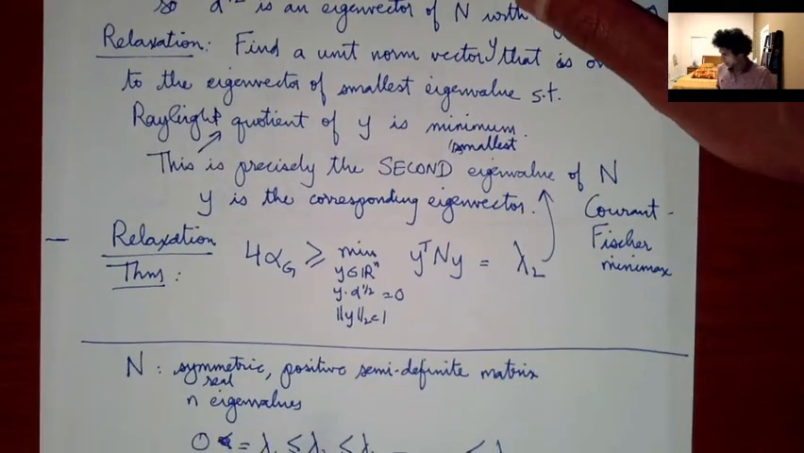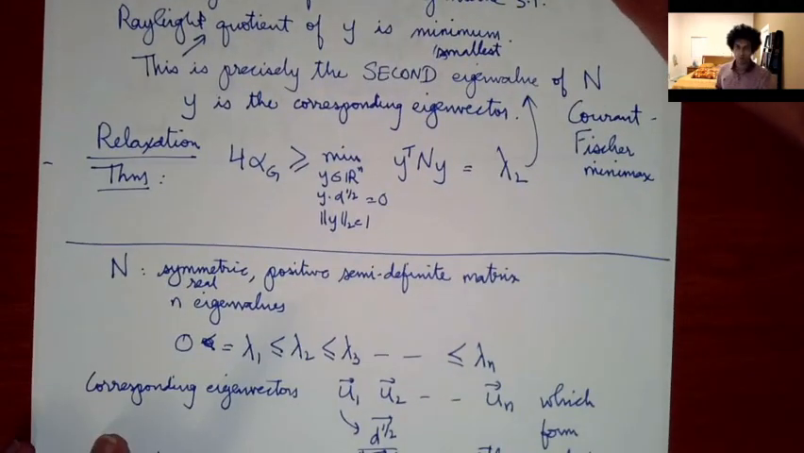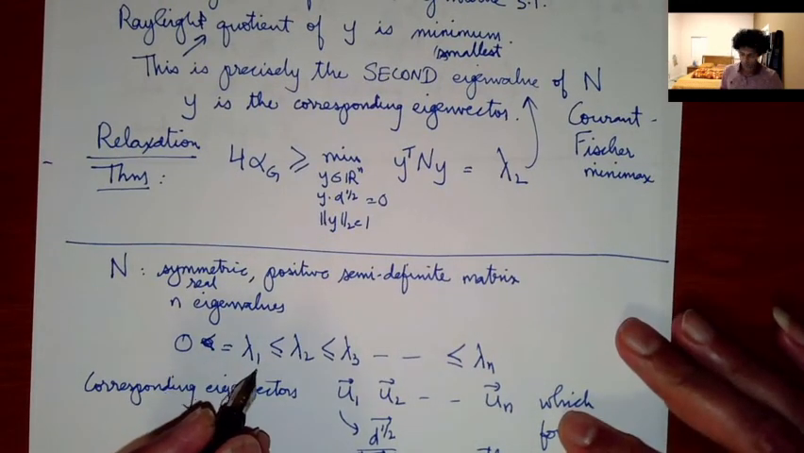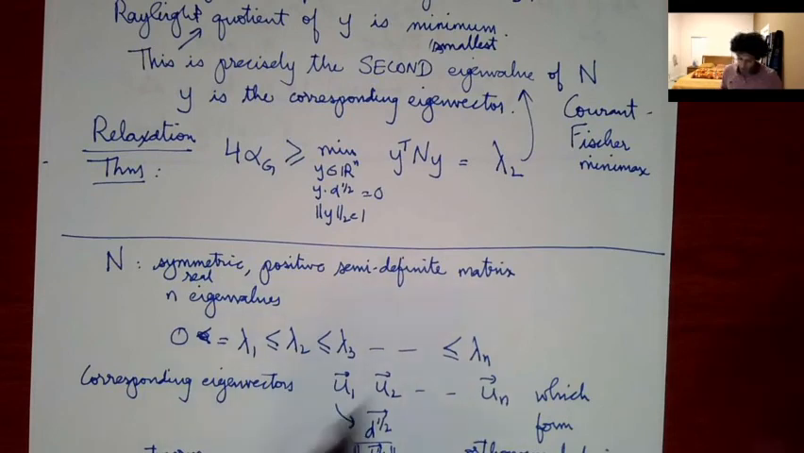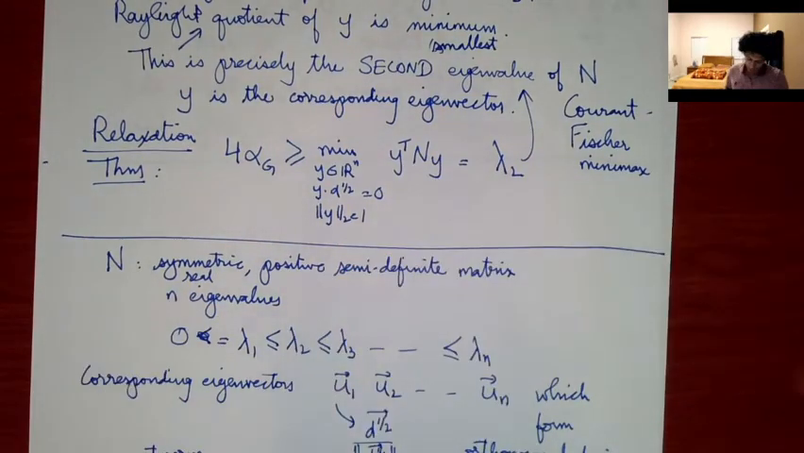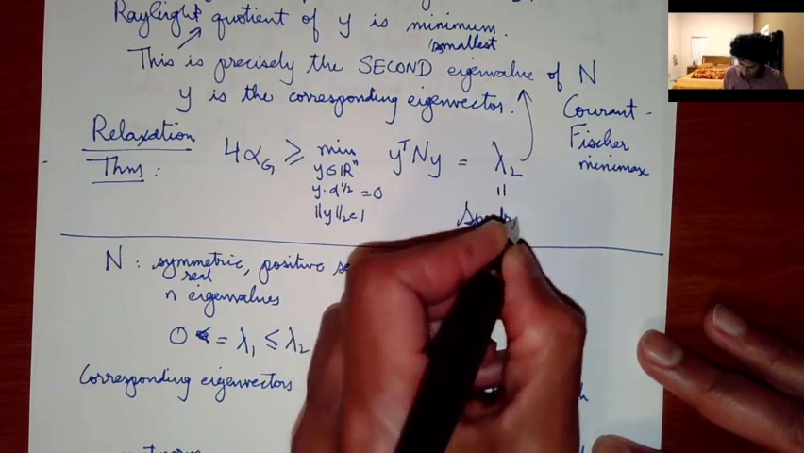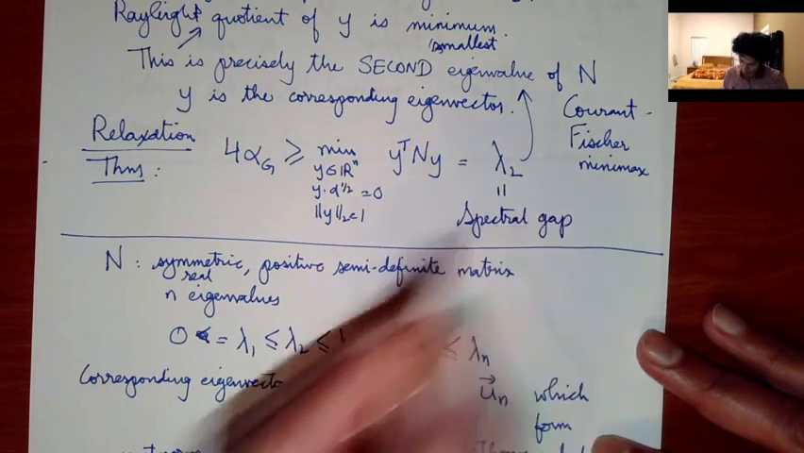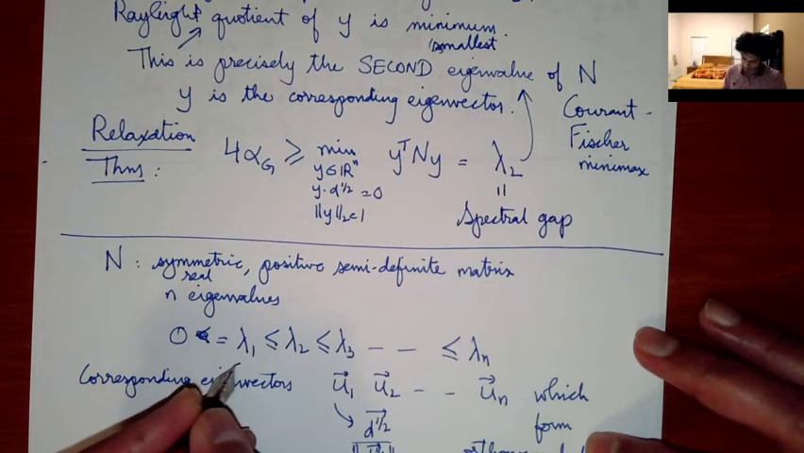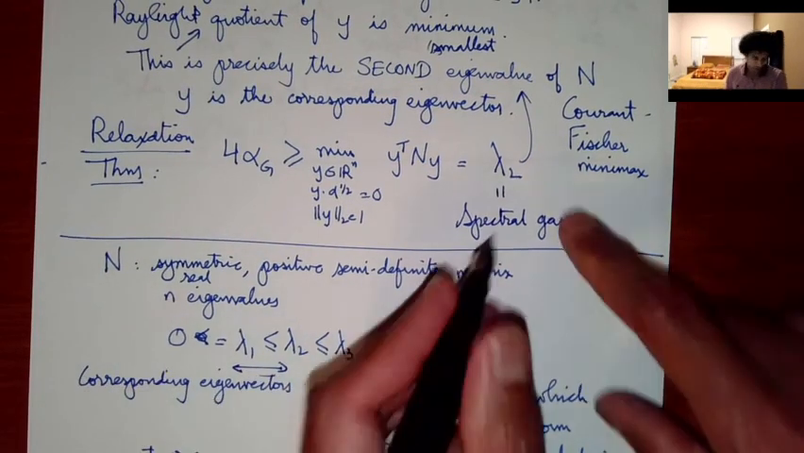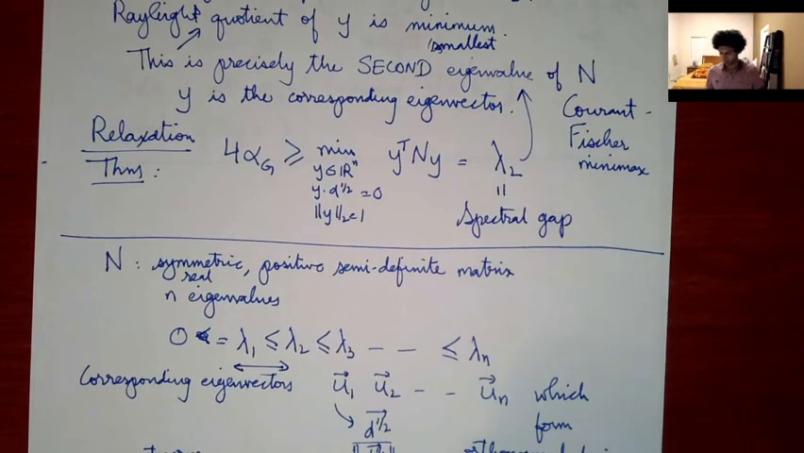Okay, so I'm close to being out of time. So there's one more thing that I wanted to mention. This has a name. Of course, it's the second eigenvalue. This is also referred to as the spectral gap. And it's a spectral gap because it is the gap between lambda 1 and lambda 2. Lambda 1 is 0, so therefore lambda 2 is the spectral gap.